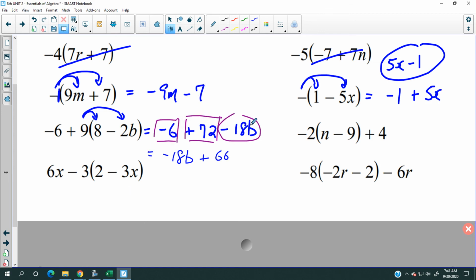Okay, how are we doing on time? All right, one last one. Okay, so distribute this. All right, so that's negative 2n plus 18 plus 4, right? Families. So this is by itself, so that stays. Combine like terms. There you go, and that's it.